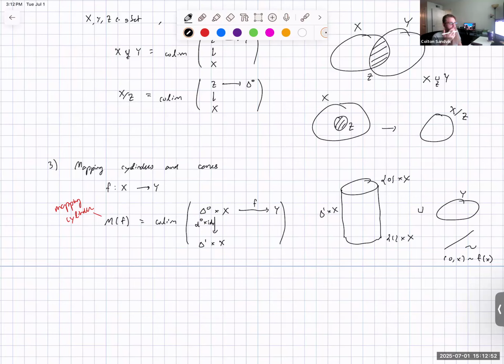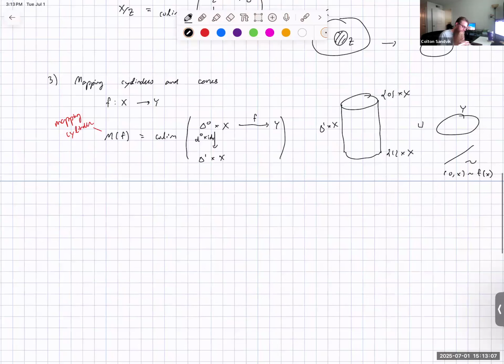So another nice construction, although I think it's a lot less interesting for simplicial sets, just because the possible maps between simplicial sets are a lot more constrained than between topological spaces, but this is also a good thing. And so we can do a similar process, but where we work with a cone rather than a cylinder. So this is the mapping cone.